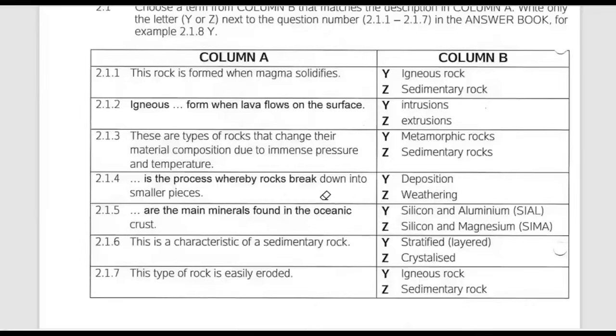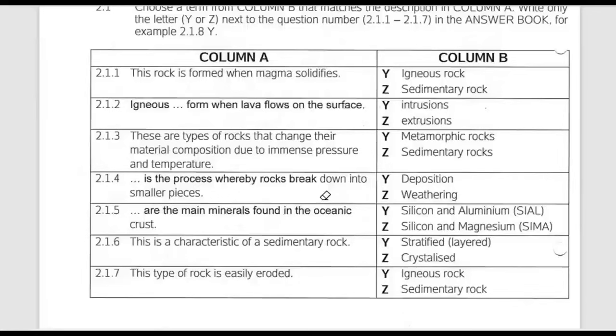Right, we are choosing the matching item either Y or Z from column B, which matches with the description in column A. We'll quickly go through this. I think the types of rocks, you know them. We basically have the sedimentary rocks, which form from sediments. We have igneous rocks, which are rocks of volcanic origin. We have metamorphic rocks, which are made from a complete change of either igneous or sedimentary rocks which are exposed to great heat and pressure. Right. So we are going to look at the questions and give the right responses.